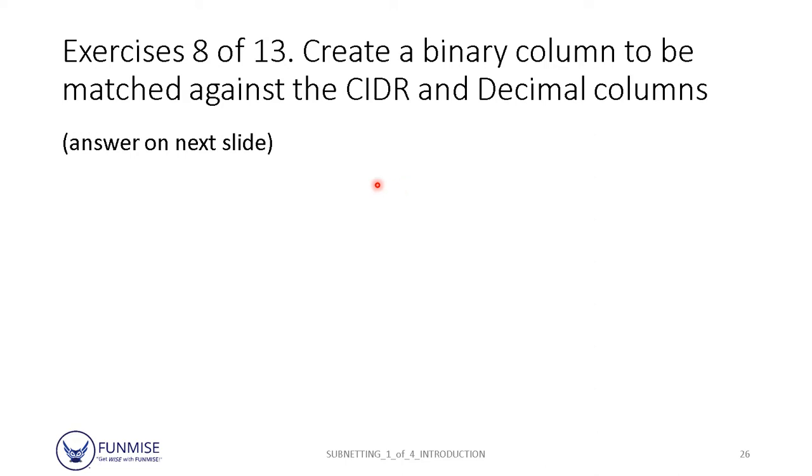Okay, this is a very interesting and fun exercise. Exercise number 8: create a binary column to be matched against the CIDR and decimal columns. So we looked at that VLSM table, and there was a column for CIDR, and then another column for decimal. So we're going to put CIDR over here and decimal over here, and we're going to put all the binary that's equivalent in the middle. And that will help us to really see that relationship.